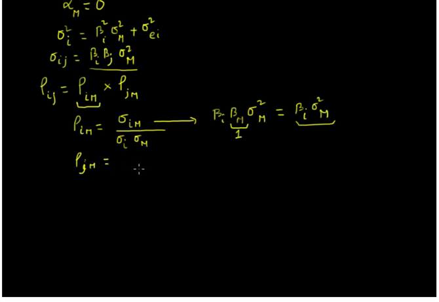We can say that the covariance between the returns of security J and the market return is going to be equal to beta of J times the variance of the market. I should have written here covariance, so let me just scratch this out and write covariance. Once we know these definitions, we can find out very easily the correlation between the returns of security I and security J, which we said before is equal to the product, this product here.